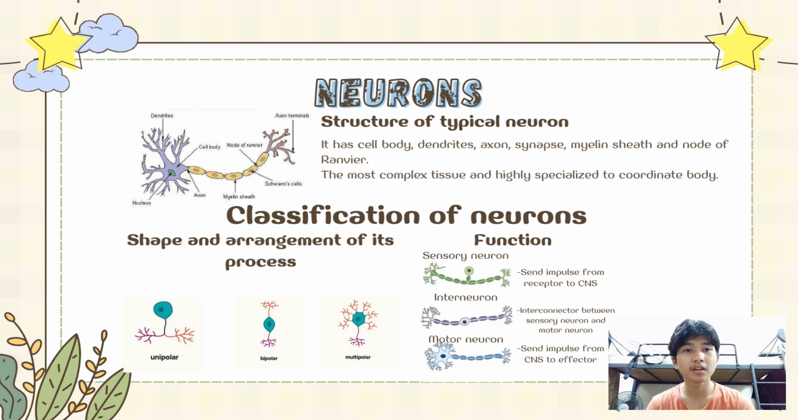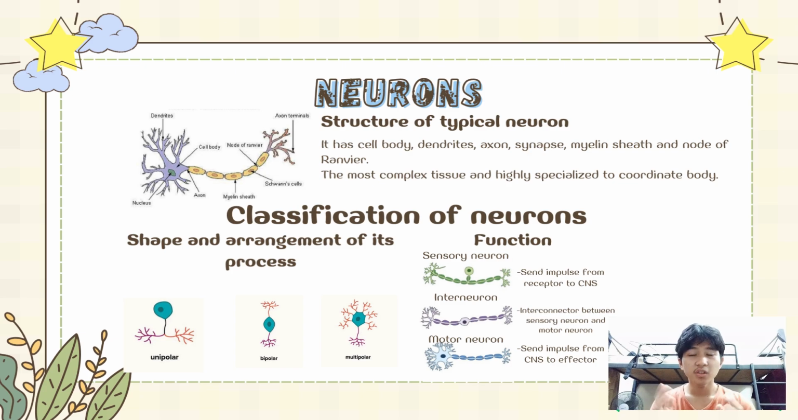And lastly, I will talk about the classification of neurons based on their function. There are three types: sensory neurons, motor neurons, and interneurons. First, sensory neurons. Their function is to transmit electrical impulses from the sensory receptor to the central nervous system. Their shape is mostly unipolar or bipolar.